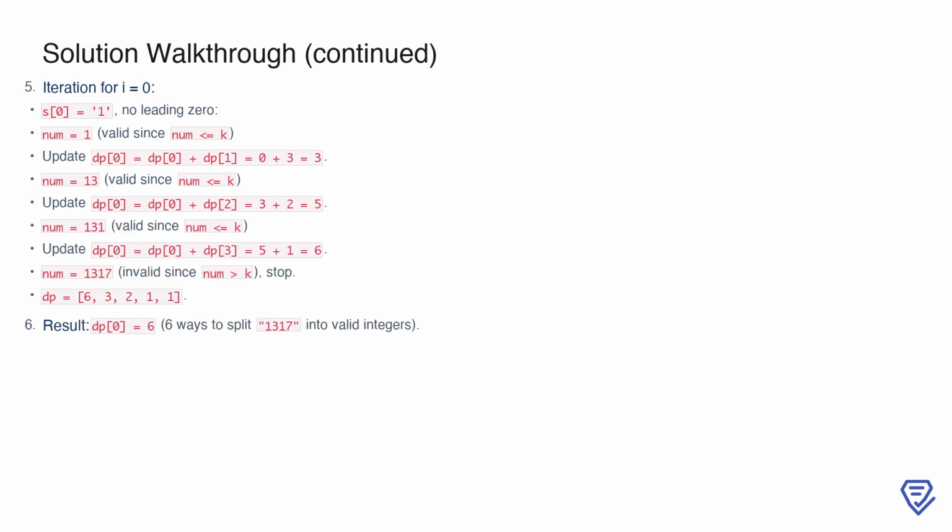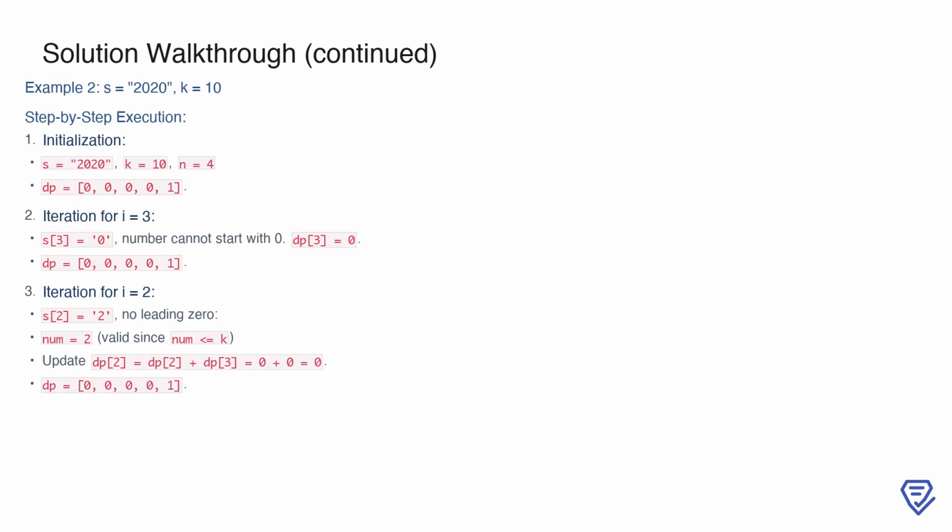For i equals 0, the character is 1. We first compute the number 1, which is valid, and add dp[1] to dp[0], updating dp[0] to 3. Extending to 13, we find it is valid, so we add dp[2] to dp[0], updating dp[0] to 5. Then, we compute 131, which is also valid, and add dp[3] to dp[0], updating dp[0] to 6. Finally, we attempt 1317, but it exceeds k, so we stop. The final dp array is 6, 3, 2, 1, 1, and dp[0] equals 6, indicating there are 6 ways to split 1317 into valid integers.